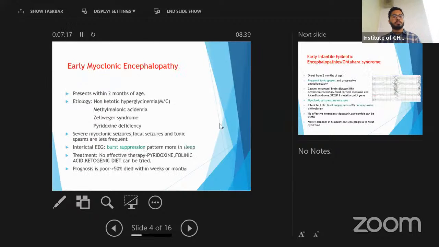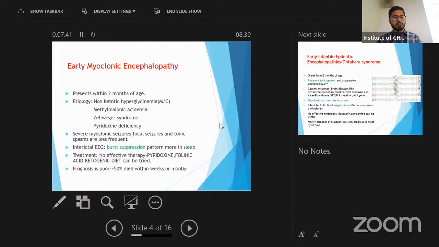Early myoclonic encephalopathy. These are present within 2 months of age. Etiology: the most common cause is non-ketotic hyperglycinemia. Then there is methylmalonic acidemia, then Zellweger syndrome, and pyridoxine deficiency. These are mostly because of inborn errors of metabolism.